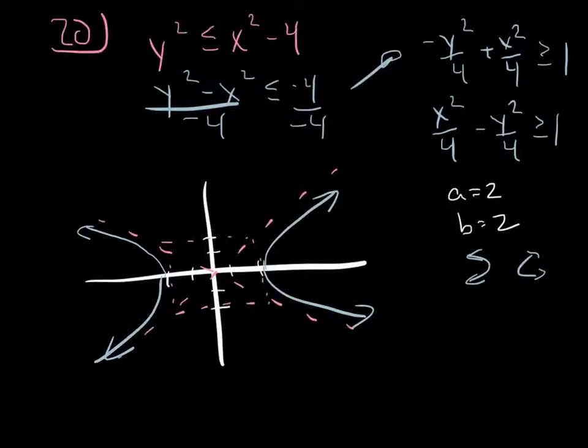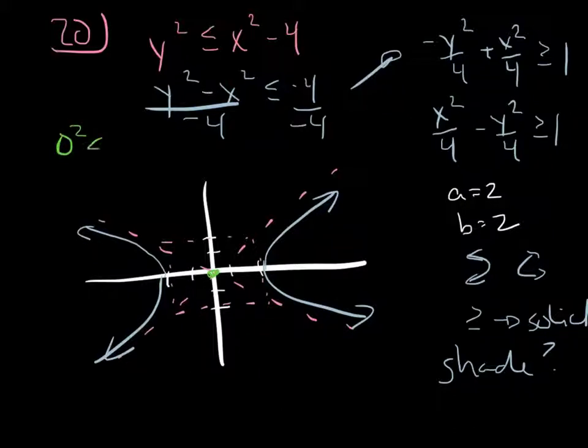Now, I didn't talk about this before, but it is greater than or equal to, so that means solid. And then I need to check where I shade. It's an inequality, so where do I shade? Let's go back and look at our original. I'm going to test a point. I'll test 0, 0. Is 0 squared less than or equal to 0 squared minus 4?